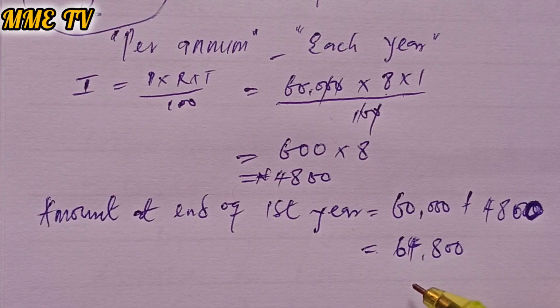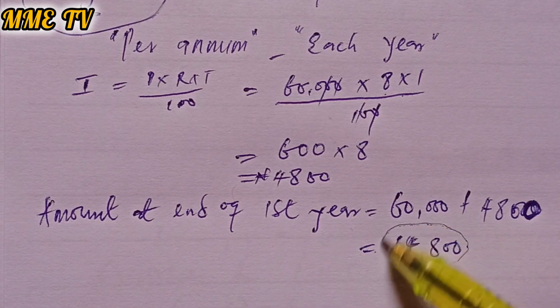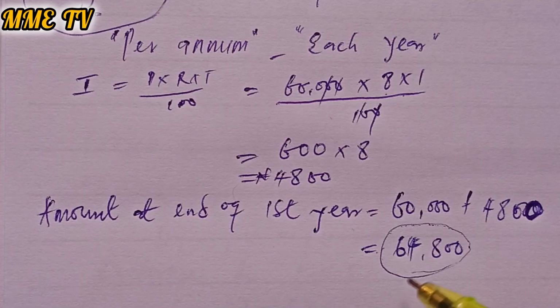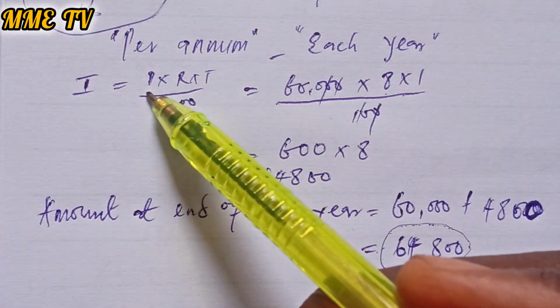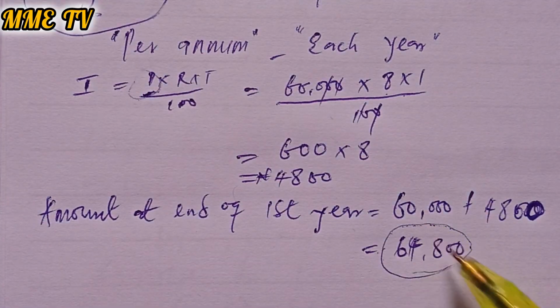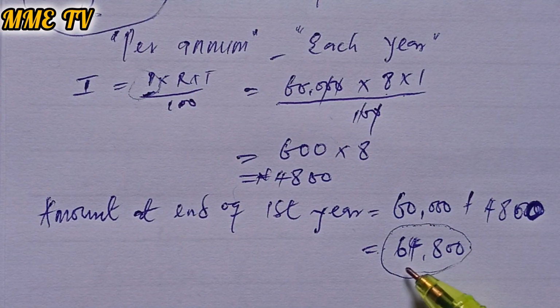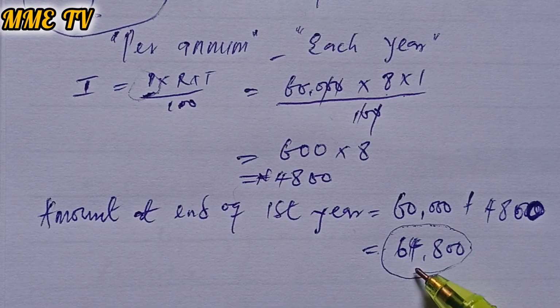Now, this is the total amount of money accumulated for the first year in the compound interest. This money is now the new principal that has been introduced, the new P. You remember our P that is here? The new P now that has been introduced is going to be 64,800. It's no longer 60,000.